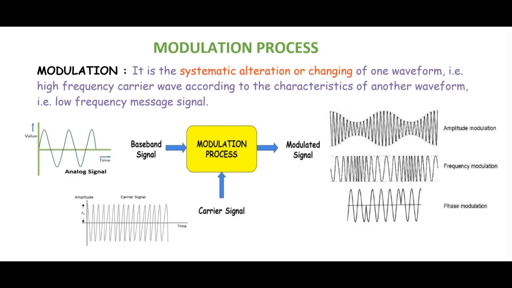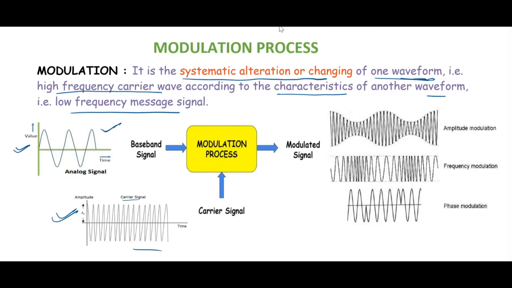So modulation, as you can see, is the systematic alteration or changing of one waveform. The waveform we are going to vary is the carrier waveform, the high frequency carrier, right? So this is a high frequency carrier wave, and certain characteristics of it will be varied in accordance with the waveform, which is a low frequency message signal. So this is our message signal here, and this we have already seen. This is the carrier signal, a high frequency wave, and this one is a low frequency wave, which we generally call the baseband signal.